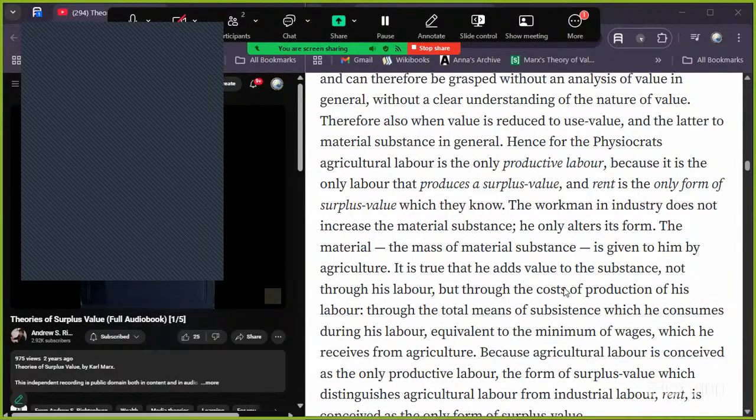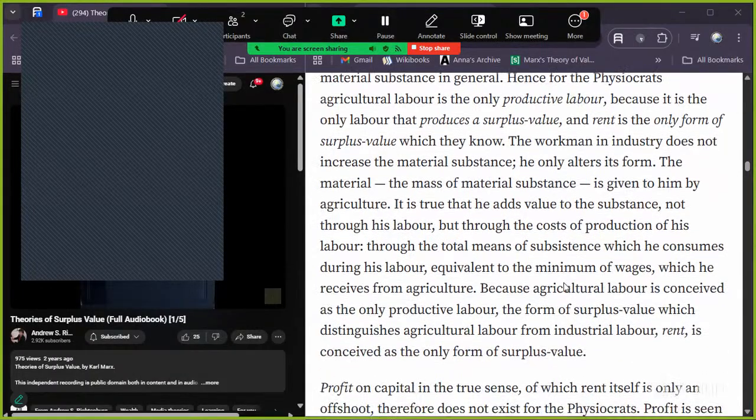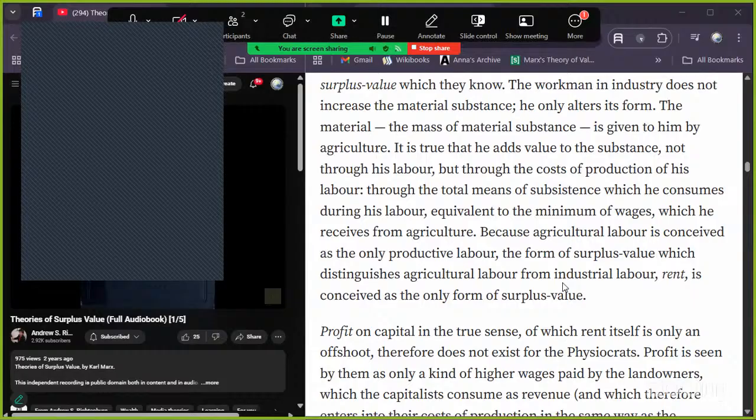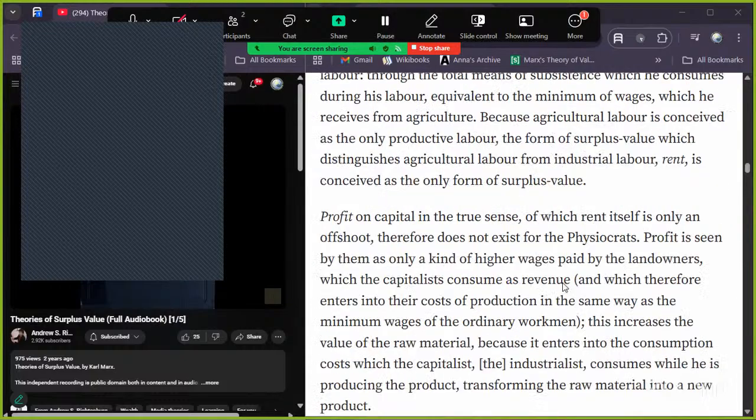The workman in industry does not increase the material substance, he only alters its form. The material, the mass of material substance, is given to him by agriculture. It is true that he adds value to the substance, not through his labor, but through the cost of production of his labor, through the total means of subsistence which he consumes during his labor, equivalent to the minimum of wages which he receives from agriculture. Because agricultural labor is conceived as the only productive labor, the form of surplus value which distinguishes agricultural labor from industrial labor, rent, is conceived as the only form of surplus value.